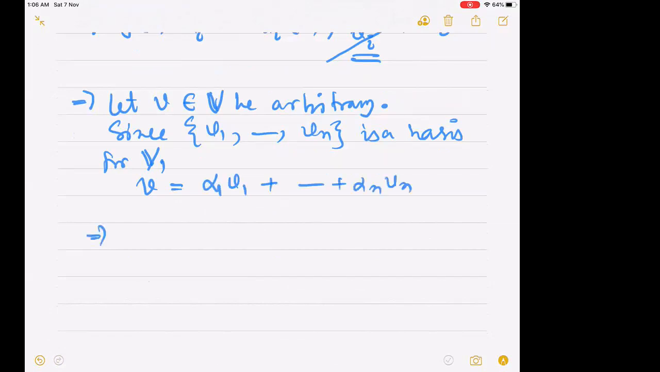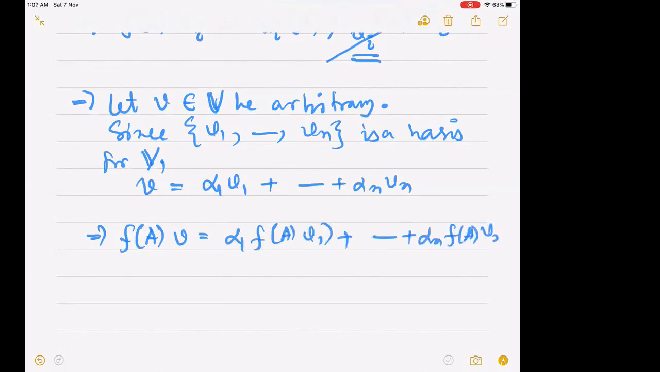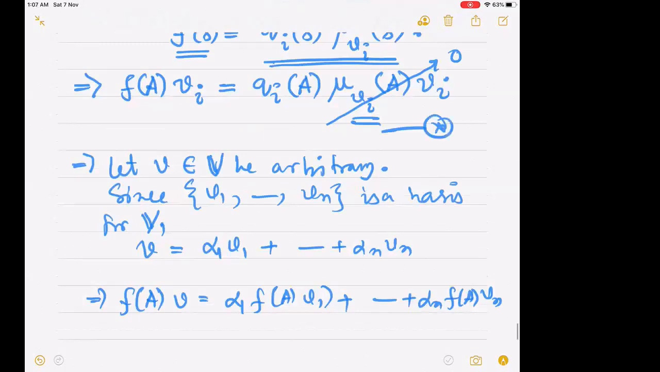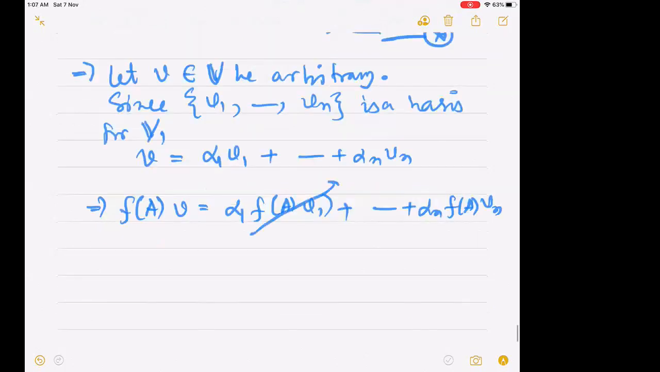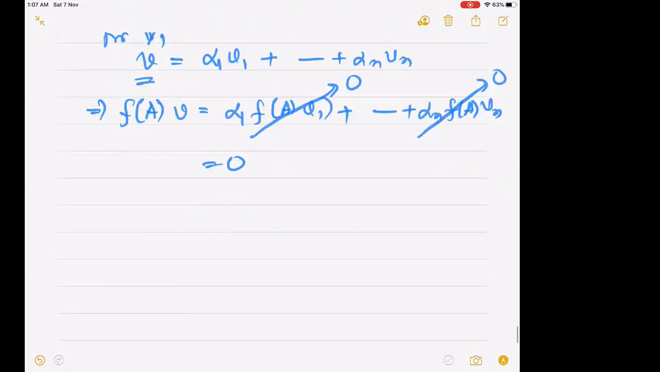This would mean f(A) v is equal to alpha 1 f(A) v1 plus dot dot dot up to alpha n f(A) vn, but this star implies all of them are equal to 0, so this is equal to 0. Remember v was arbitrary, so f(A) kills every vector, so f(A) v equals 0 for all v in V, which implies that f(A) must be the 0 operator.